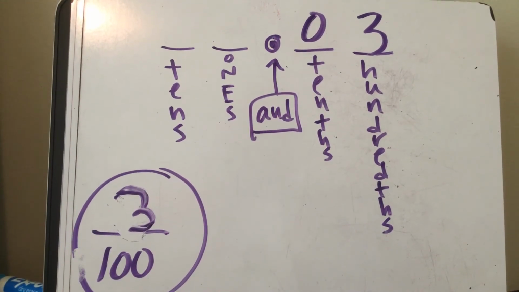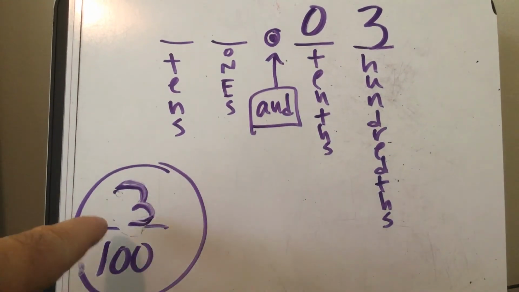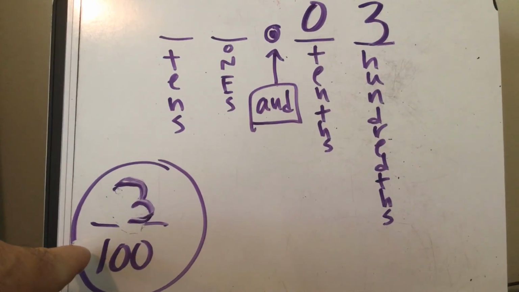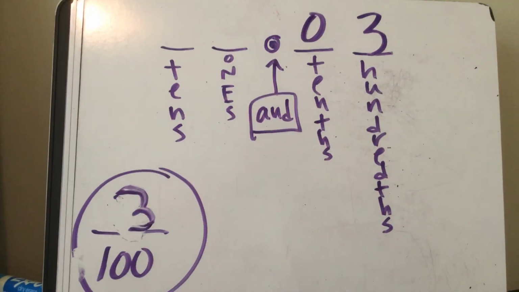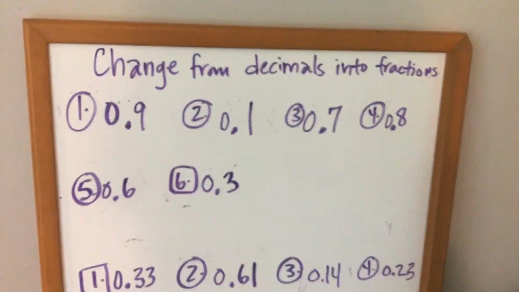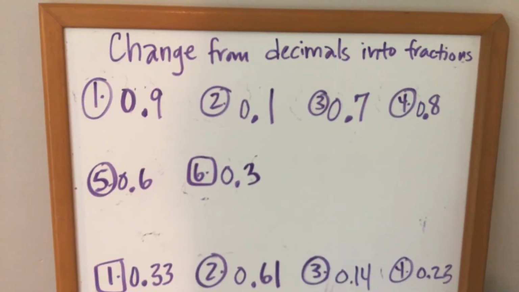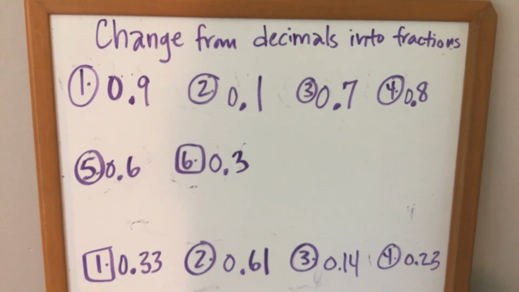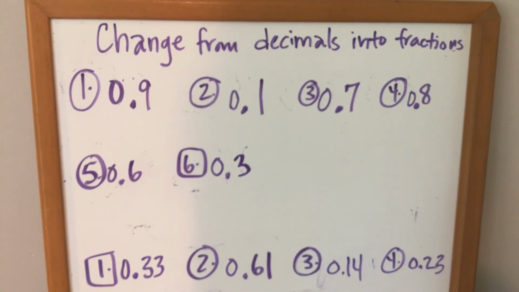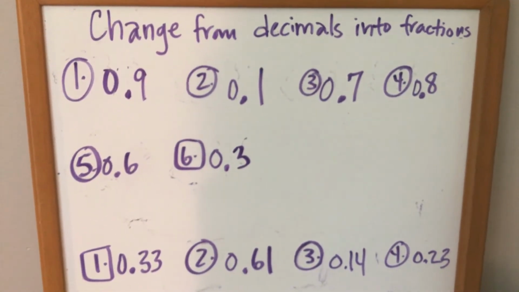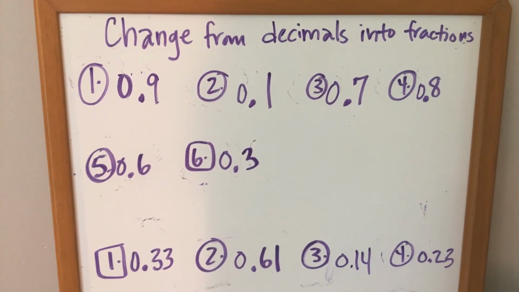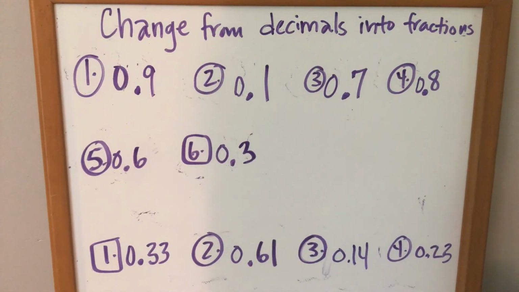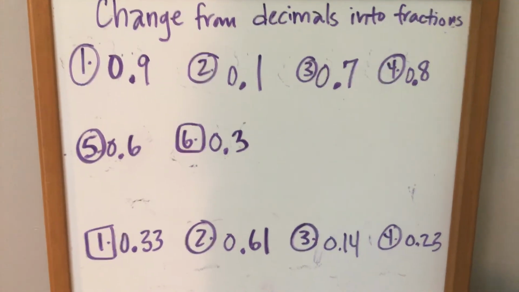Okay? I want you to write them as fractions. Okay? I'm giving you decimals. Okay? So here's your assignment. Change from decimals into fractions. Okay, number 1, 9/10. Number 2, 1/10. Number 3, 7/10. Number 4, 8/10. Number 5, 6/10. Number 6, 3/10.